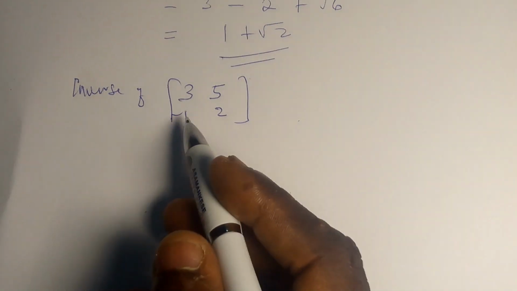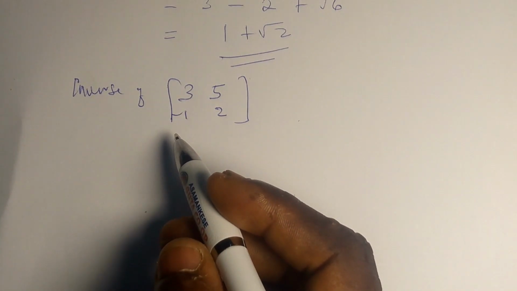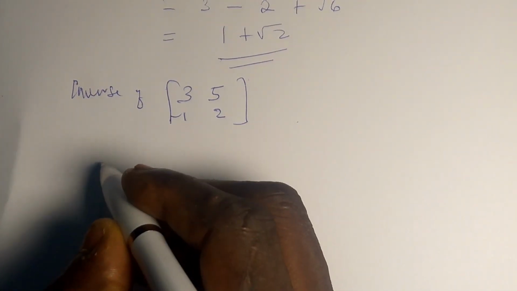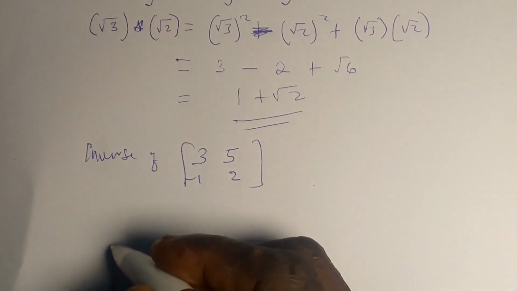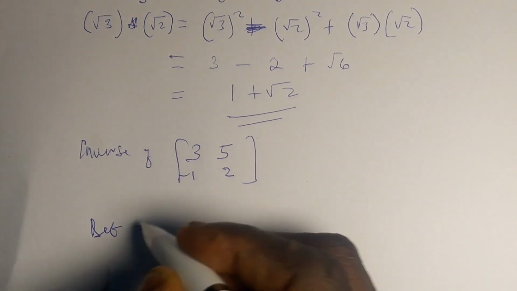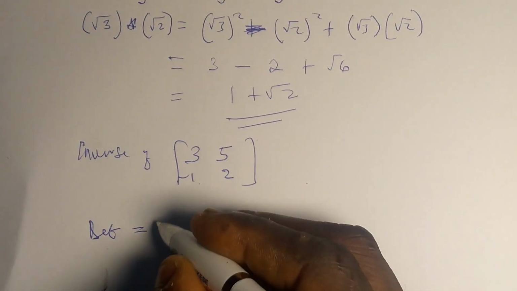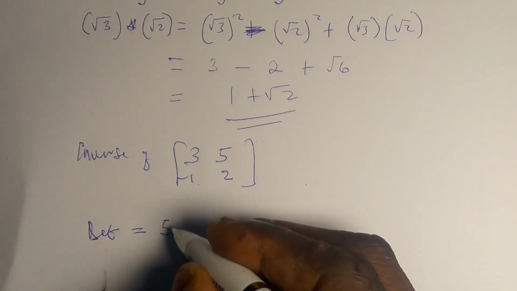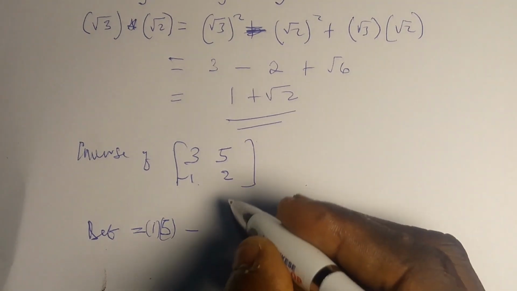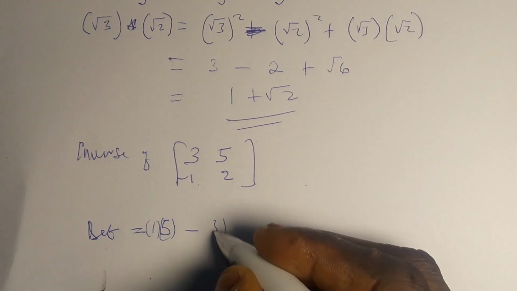Now, if you want to find the inverse of any expression, what you are supposed to do is to first find the determinant of this 2 by 2 matrix. The determinant is you multiply this by that. That is 1 times 5 will give you 5, minus, multiply this 3 times 2.